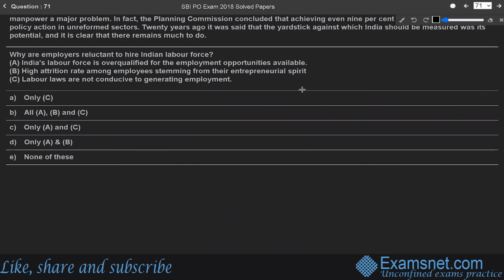As mentioned, the education system and labor laws, both are faulty and hinder employers from recruiting from the Indian labor force. It can be found in this line towards the end of the passage. This can be attributed to the labor laws that are inimical to employee creation and an education system that means finding quality manpower a major problem. Therefore, we can say that the correct option is only statement C. So the correct option will be option number A here.